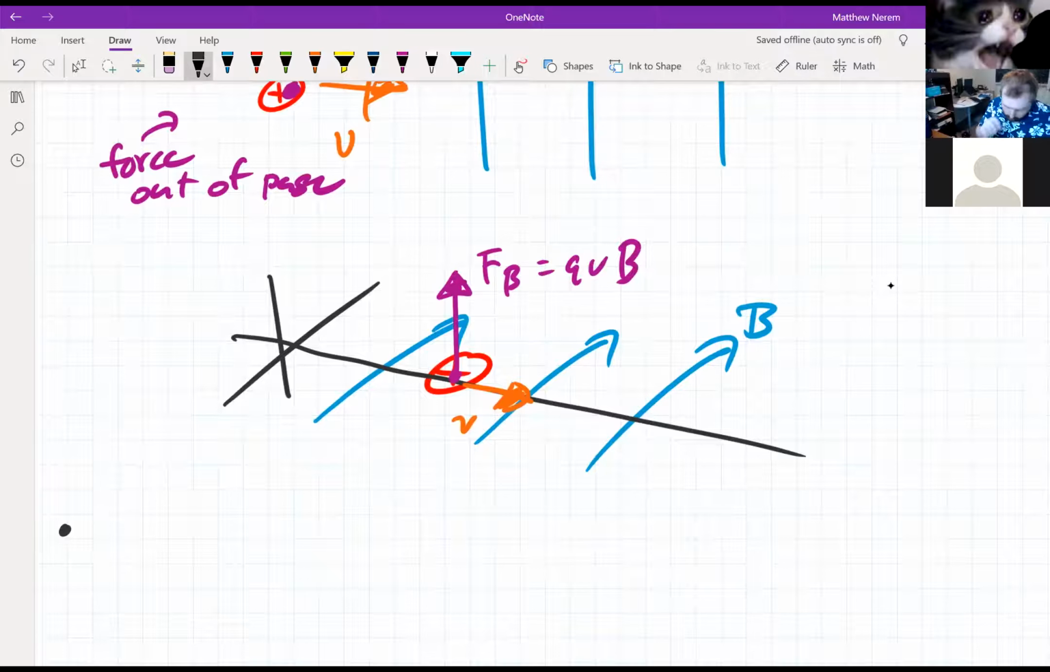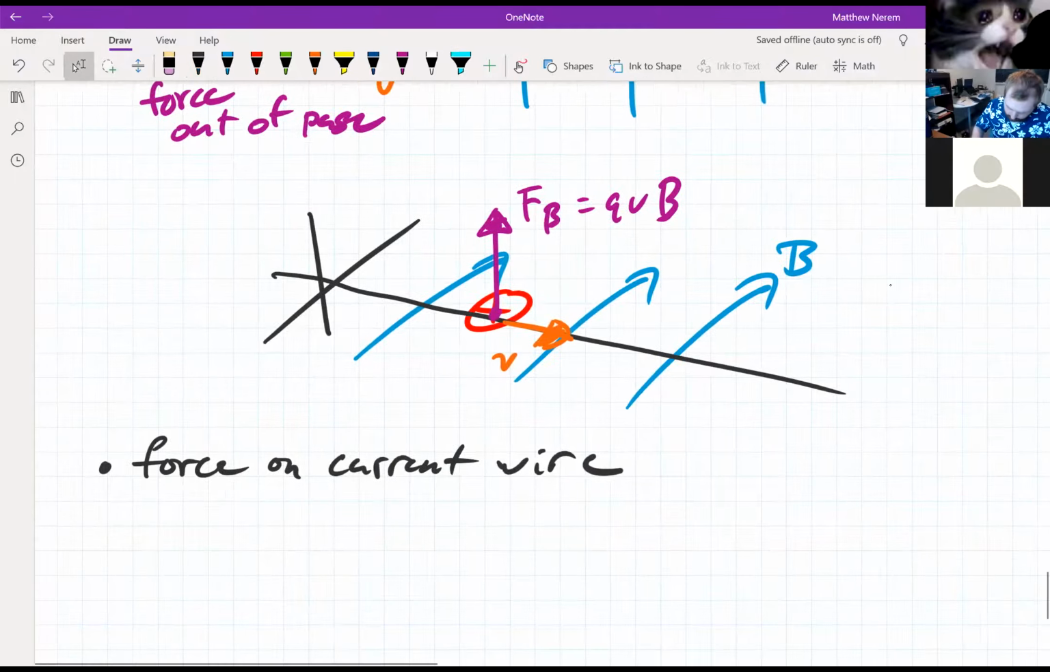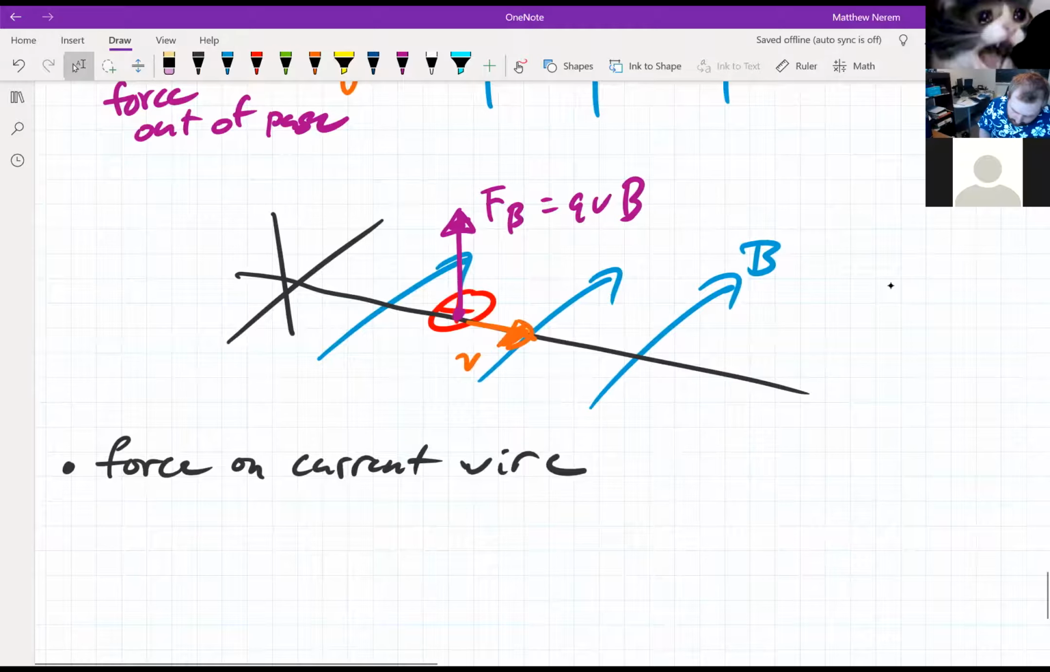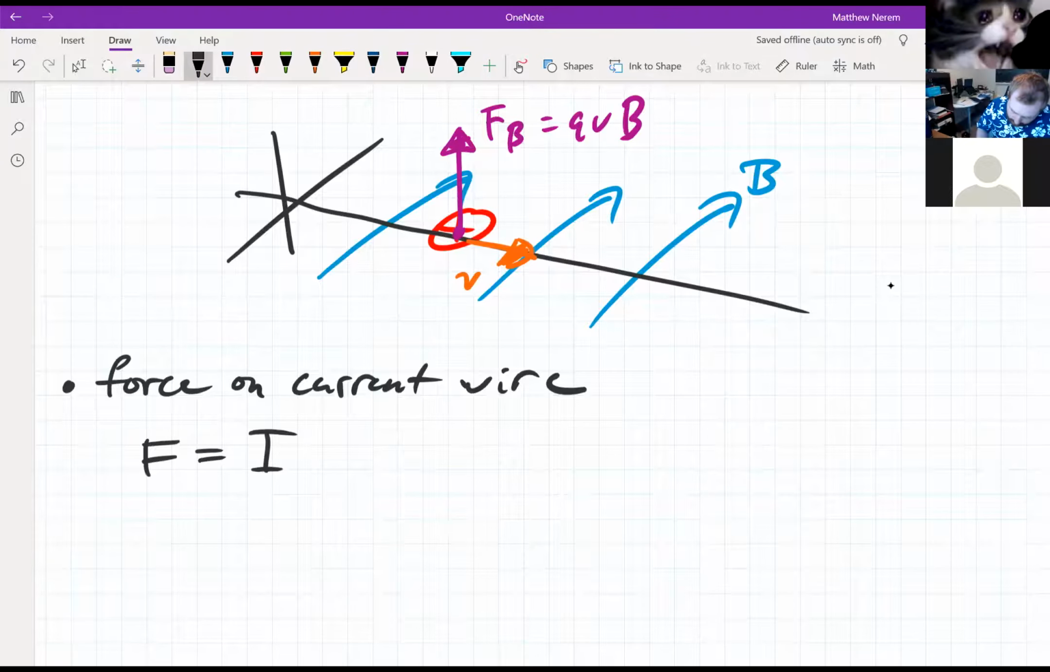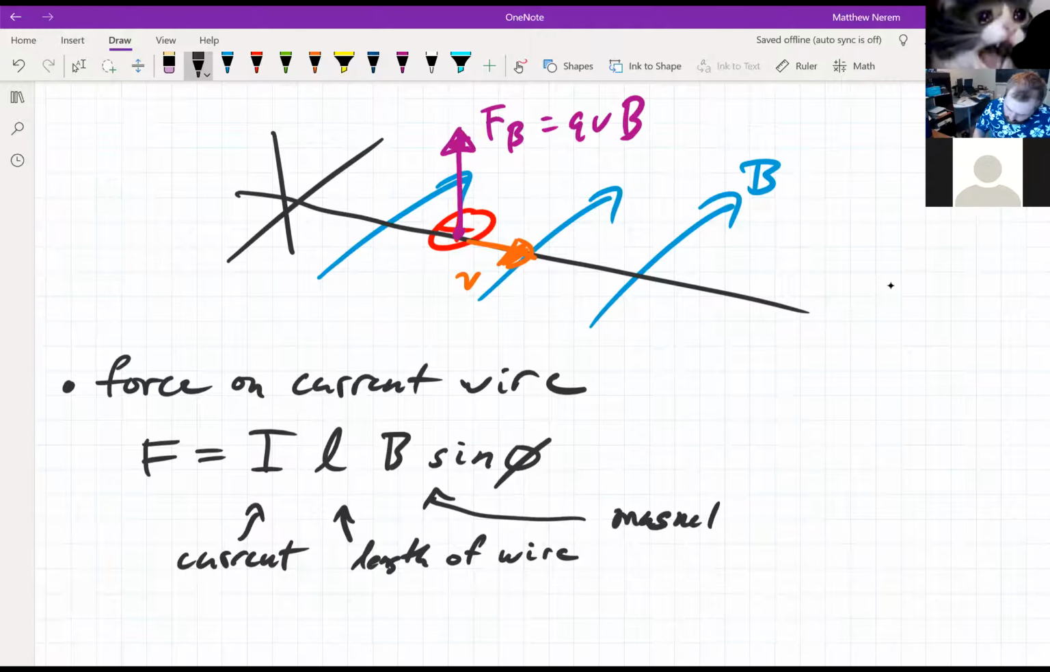Okay, so related to this one, a related expression is the force on a current carrying wire. And that one goes as F equals I L B sine phi. So current, length of wire, that's what the L is, magnetic field and the force.